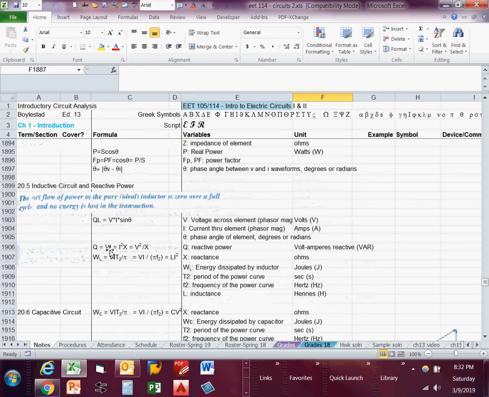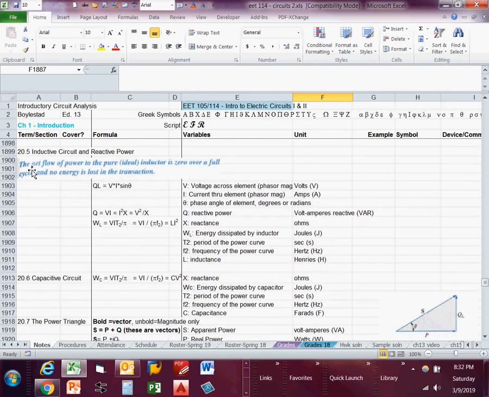I. Inductive circuit and reactive power. The net flow of power to the pure ideal inductor is 0 over a full cycle, and no energy is lost in the transaction. That's ideal. Q sub L equals VI times sine theta. V is the voltage across the element, phasor magnitude. I is the current through the element, phasor magnitude in amps. Theta is the phase angle of the element in degrees, usually degrees. So Q equals VI equals I squared times the reactance equals V squared divided by the reactance.